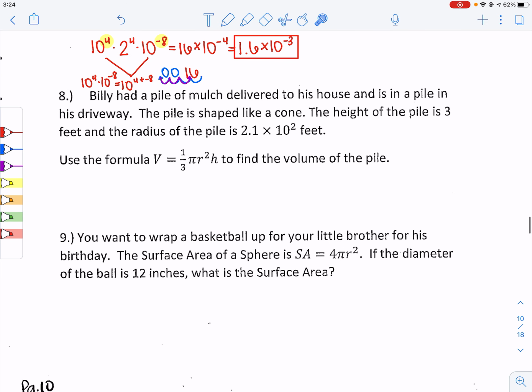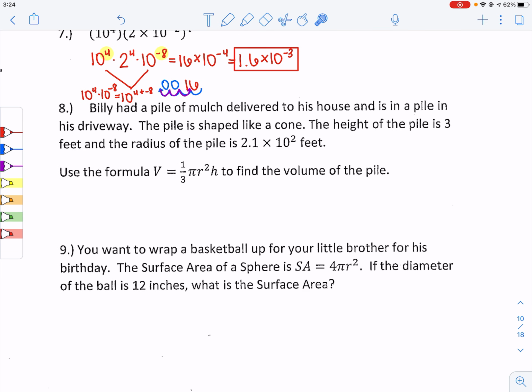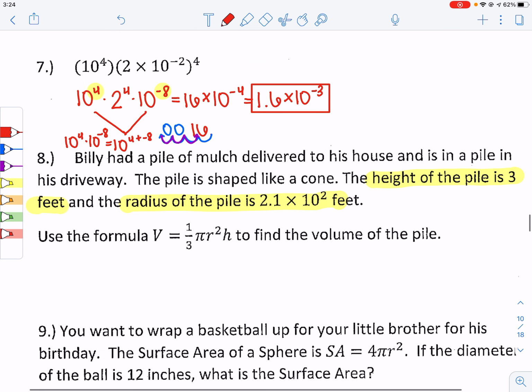All right, and then the last one we will do together, let's go ahead and do number 8. And you're welcome to try number 9 if you'd like to, but let's go ahead and try number 8. So Billy has a pile of mulch delivered to his house, and it's in a pile in his driveway. The pile is shaped like a cone. The height of the pile is 3 feet, and the radius is written in scientific notation. It's 2.1 times 10 squared feet. You can always move this into standard form, but since it's in scientific notation, we'll just leave it like that. They want us to find the volume of that pile.